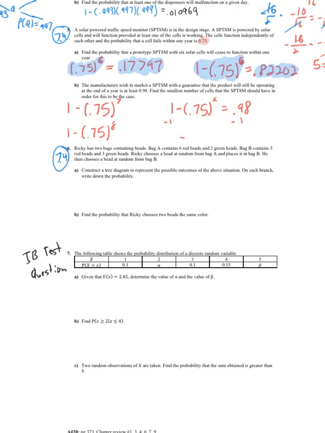If I do this algebraically, I'm going to get a negative 0.02, and then 0.75 to the x equals 0.02. And then I take a log of both sides.